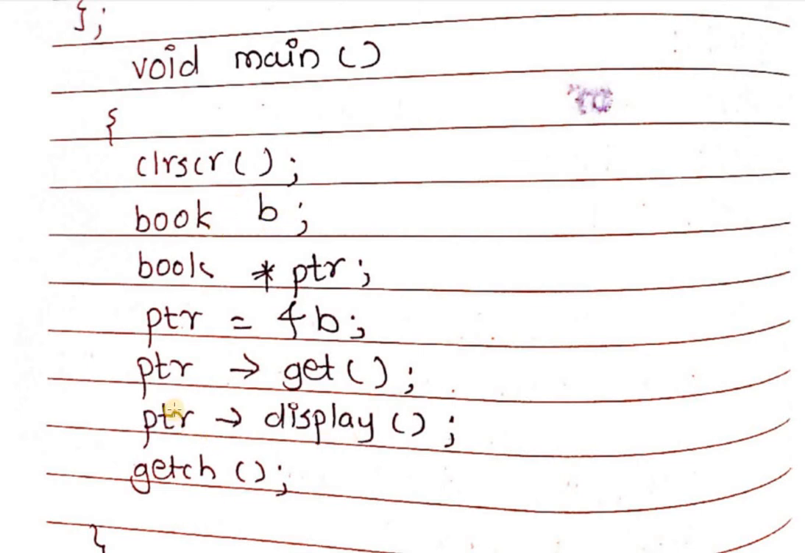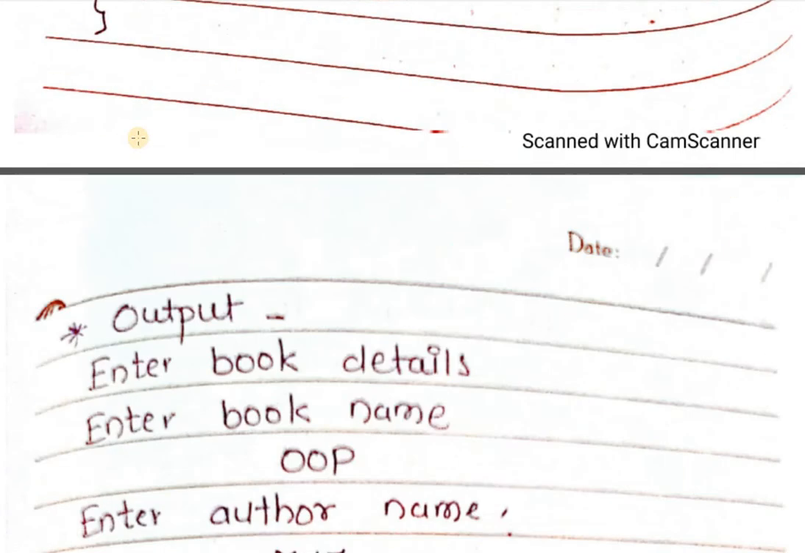Then by using the pointer variable, we are accessing the methods, the functions defined in the class. Here we are using an arrow operator to access the members of the class. This is a program for the book class which contains the variables book name, author name and price. We are accessing the data and displaying data for one object.